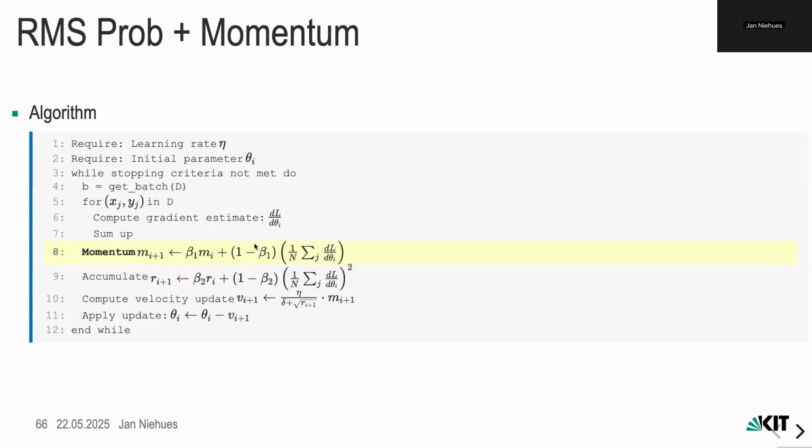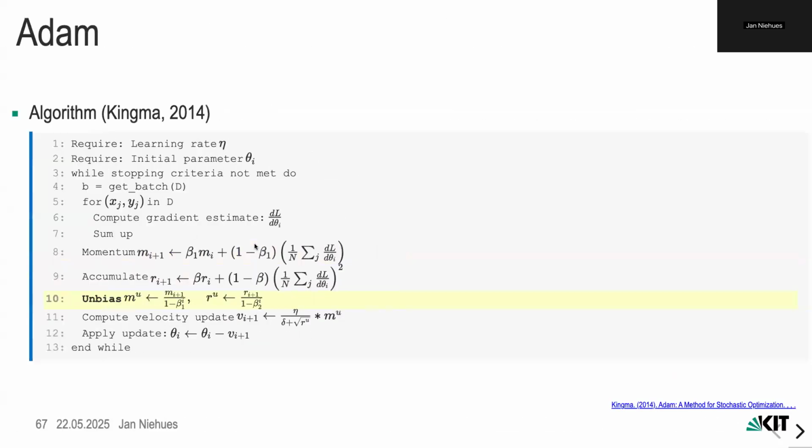Now we are nearly there. So there's only a very small change now to what is called the Adam algorithm. What you now do is what is called the unbiasing, and that's only important at the beginning. So at the beginning, you have here the M0 and R0, which has to be 0 as you have to initialize that at some point.